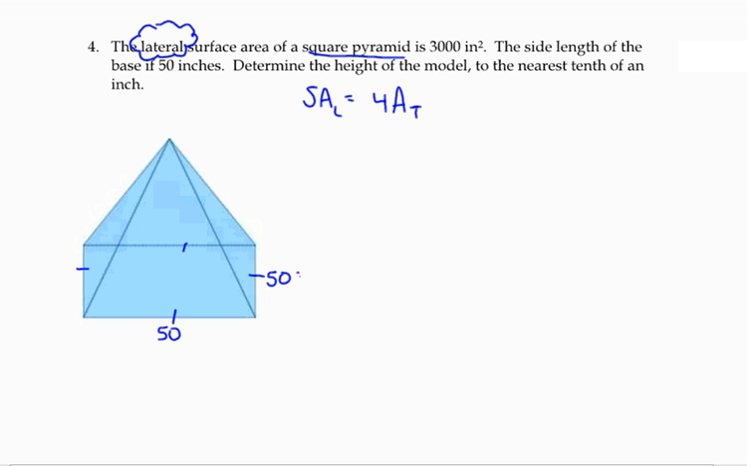Okay, inches. Determine the height of the model to the nearest tenth of an inch. So it specifically says just height, so we're looking for vertical height, not the slant height. If they want slant height, they'll say slant height.